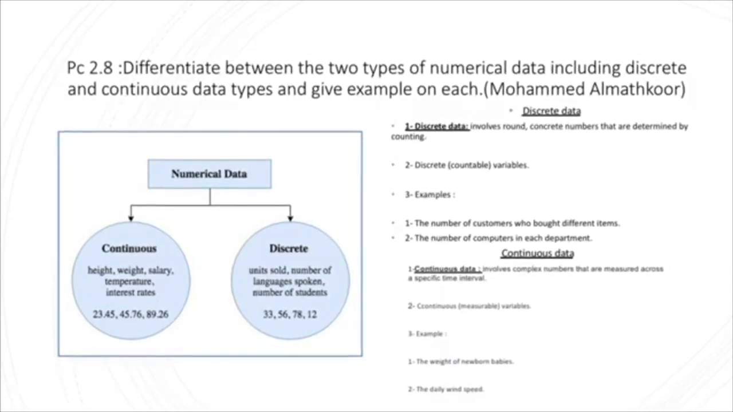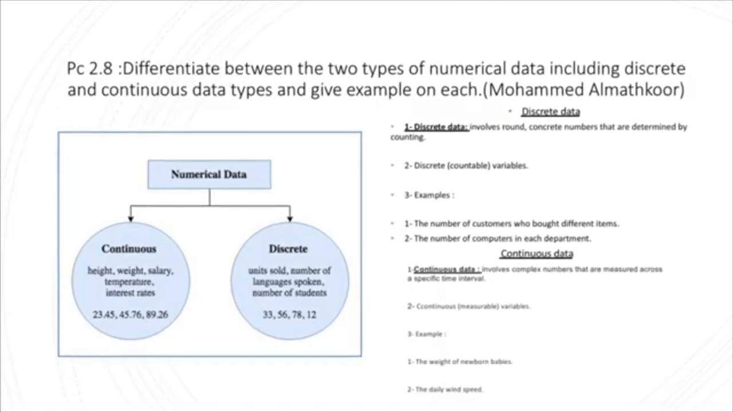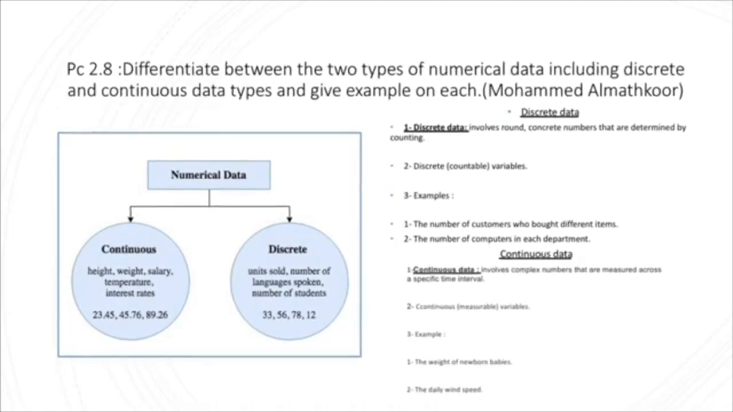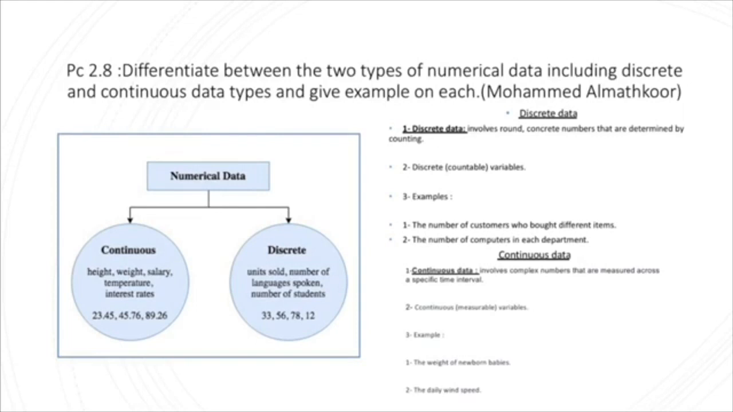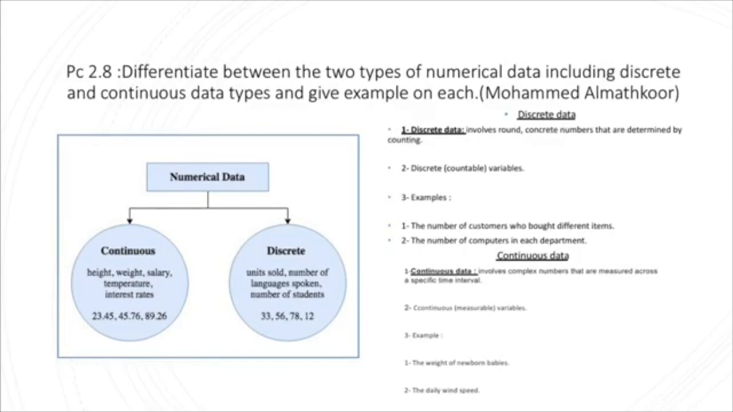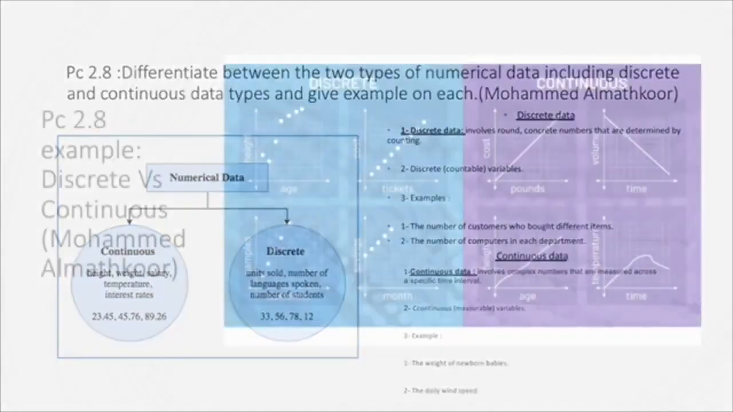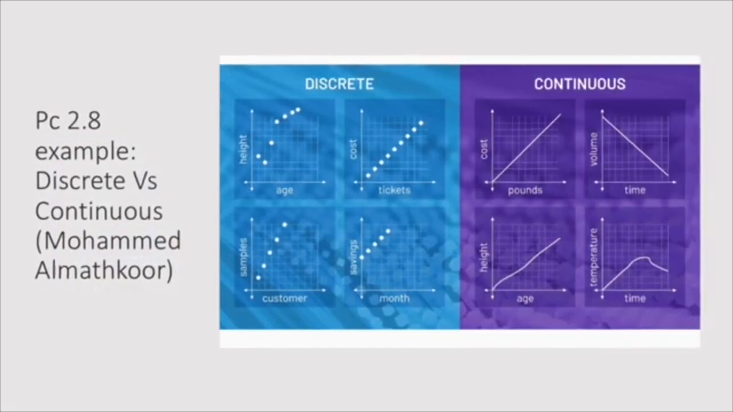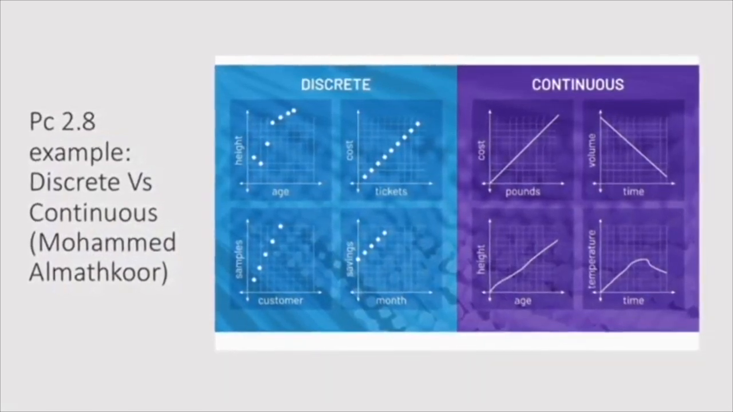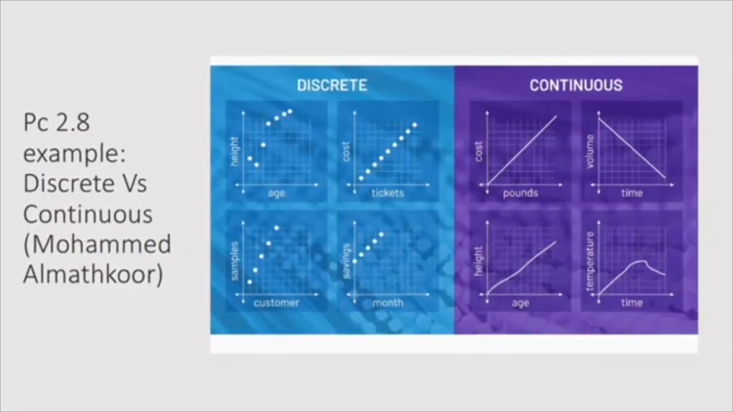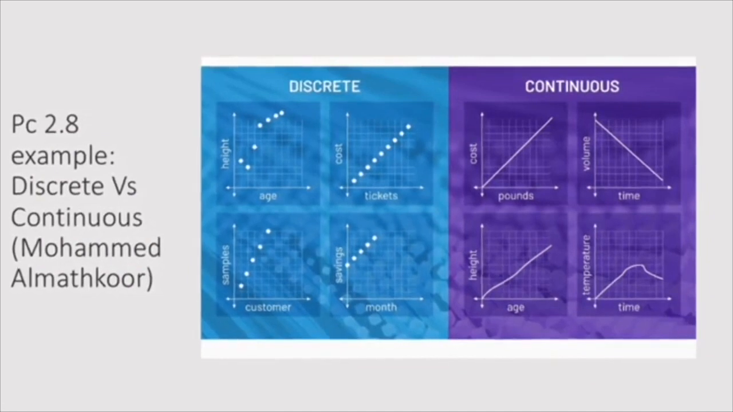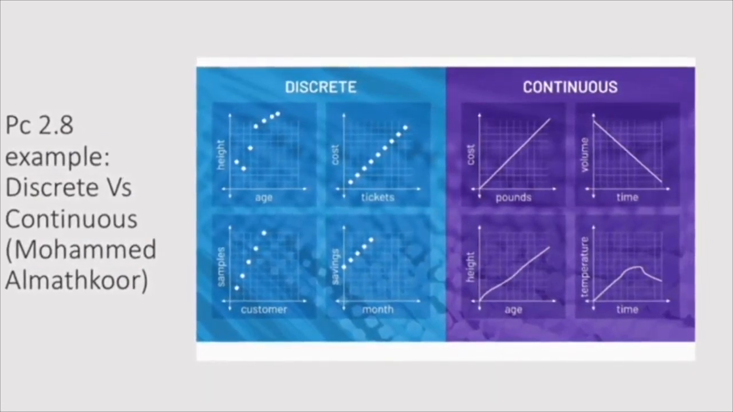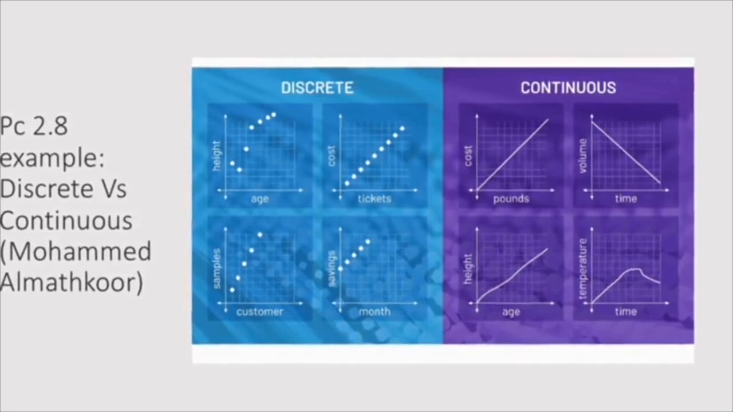Continuous data involves complex numbers that are measured across a specific time interval. Continuous data is measurable variables. Third, examples. The first example is the weight of newborn babies. The second one is the daily wind speed. BC 2.8 Example of discrete versus continuous. Discrete, for example, the graph as shown about height and age, and the second one, continuous, as shown in the graph of volume and time.